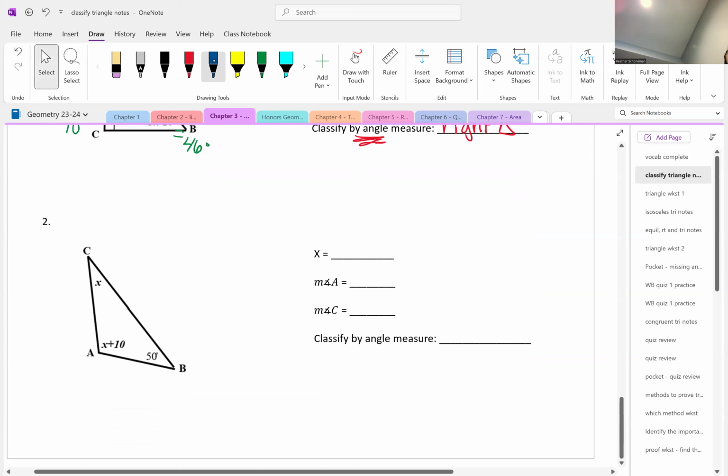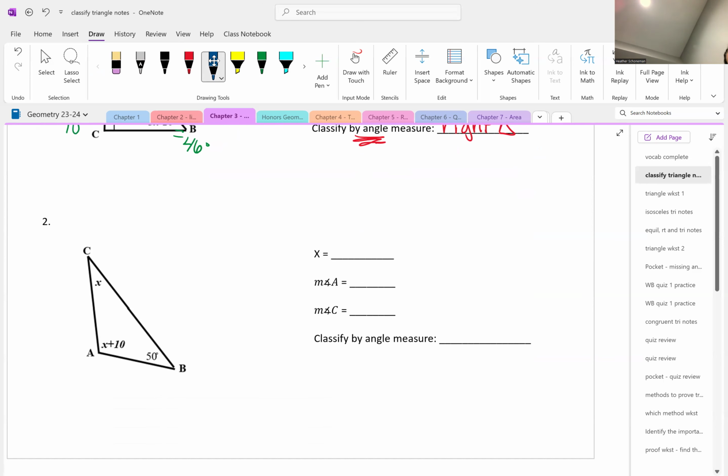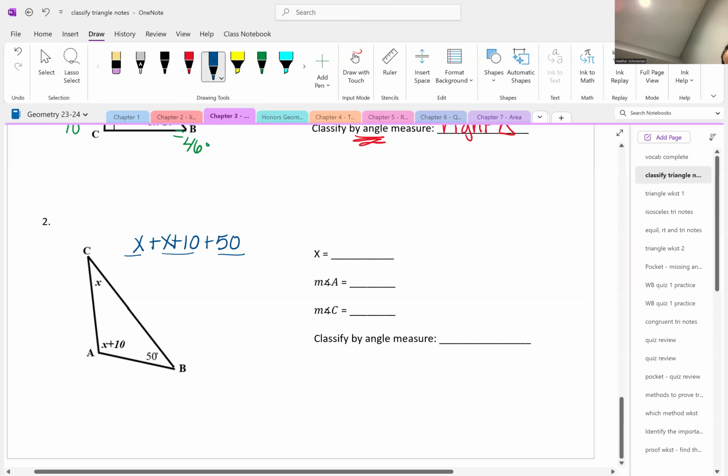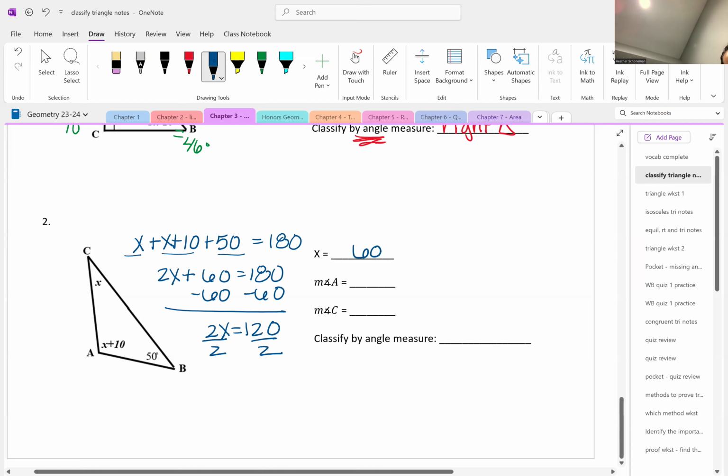Okay, last one. First things first, we've got to figure out the value of x. So to do that, we have to add all three angles. So I'm going to have x plus 10 plus x plus 50. All three add up to 180. And now I've got to combine like terms. So I have 2x plus 60 equals 180. I'll subtract 60 from both sides. So I have 2x equals 120. Divide by 2, so x is 60.